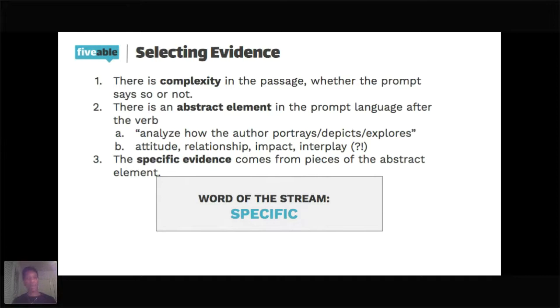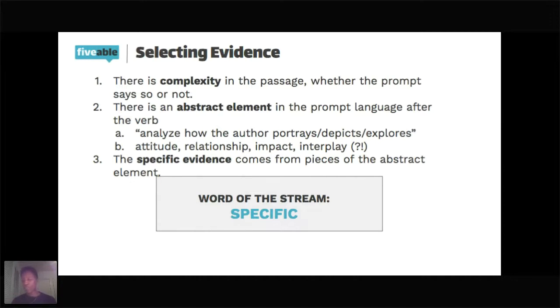There's always going to be an abstract element in the prompt language that comes around that verb. So from the examples: analyze how the author portrays, depicts, explores, and then whatever comes after that, the attitude, the relationship, the impact, the interplay. And if you go back further than the 5 years, you see this same basic frame: the author portrays, depicts, explores, establishes something, attitude, relationship, impact.